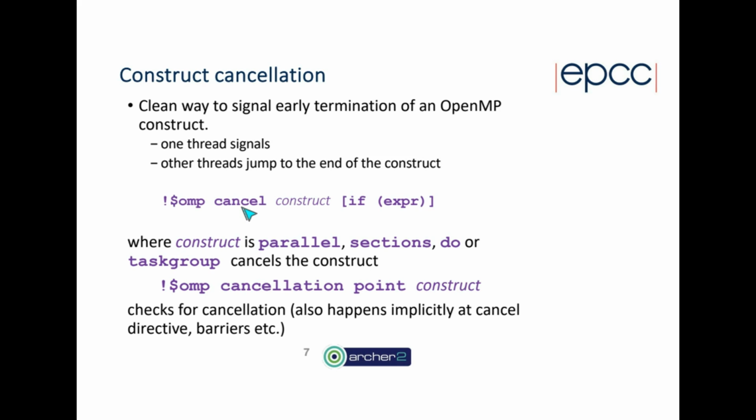And then, so this does the signaling. You can also indicate cancellation points in the code. So these are points where a thread will check to see if the signal has been raised. There are implicit ones. So the cancel directive itself is also a cancellation point. Or whenever threads hit a barrier, that's also an implicit cancellation point where they will check to see whether the signal has been raised.